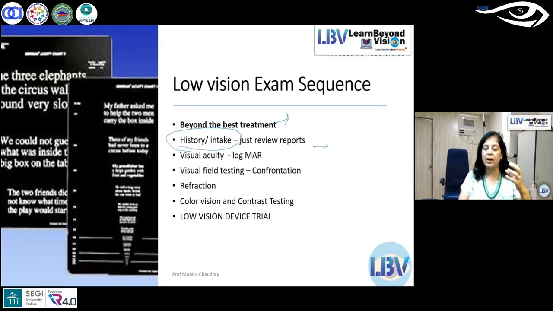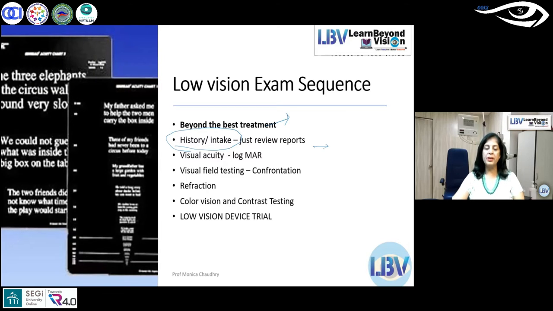Khana kaise banate hain? How do you do? How do you dress up? How do you groom? How do you move about? There have to be good communication skills, and that keeps going while you are examining. You have to enter into the personal space of communication with this patient while you are examining, and you have to totally extract out what this visually impaired person needs.